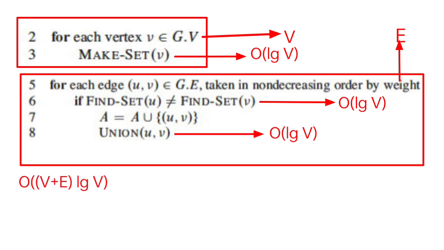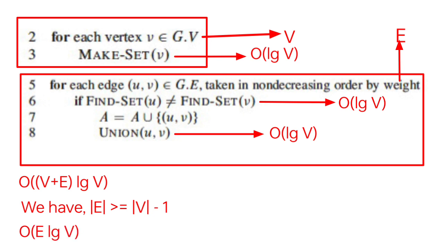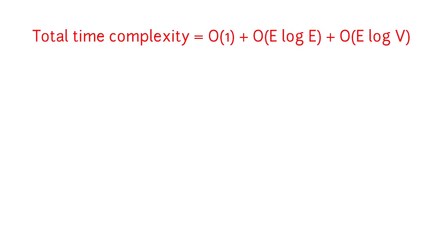We also know that in a connected graph, the number of edges will always be greater than or equal to the number of vertices minus 1. And hence, we can say that the time taken by the disjoint set operations is equal to O(E log V). And finally, adding up the time complexities of the various code segments, we get the total time complexity is equal to O(1) plus O(E log E) plus O(E log V).